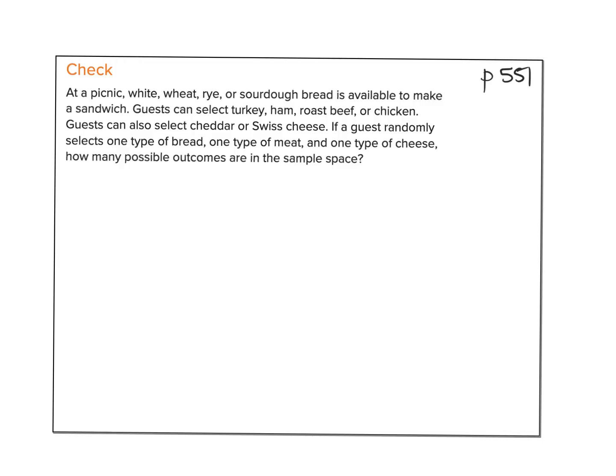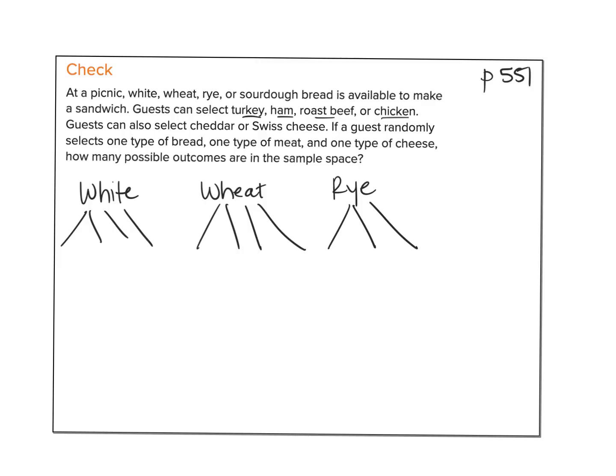All right, so I have 3 types of bread. I'm going to draw an up and down tree diagram. I could get white bread, wheat bread, or rye bread on my sandwich. And then after that, I have some different choices for the meat. I can get turkey, ham, roast beef, or chicken. So there's got to be 4 branches going off each of these. This tree diagram is going to get a little crazy. Turkey, ham, roast beef, or chicken. Same thing, roast beef or chicken.